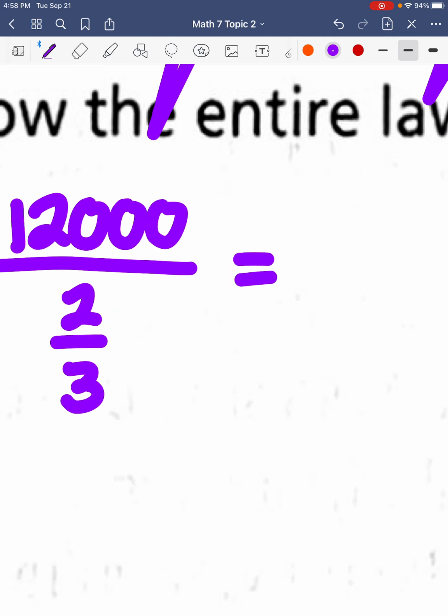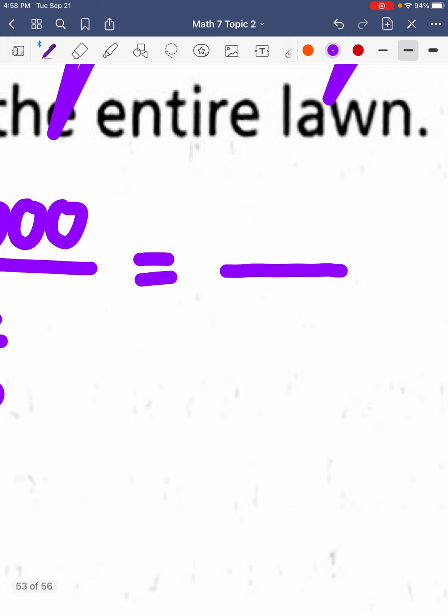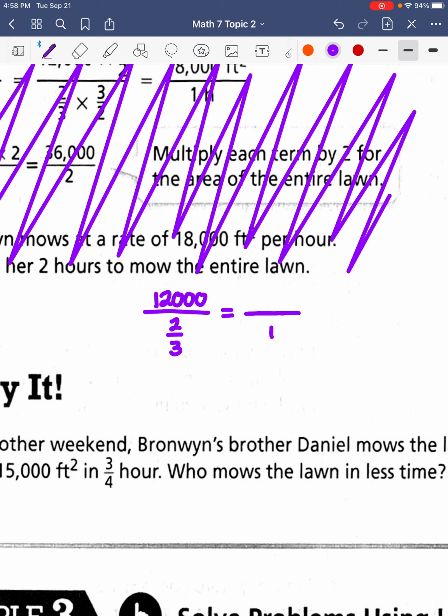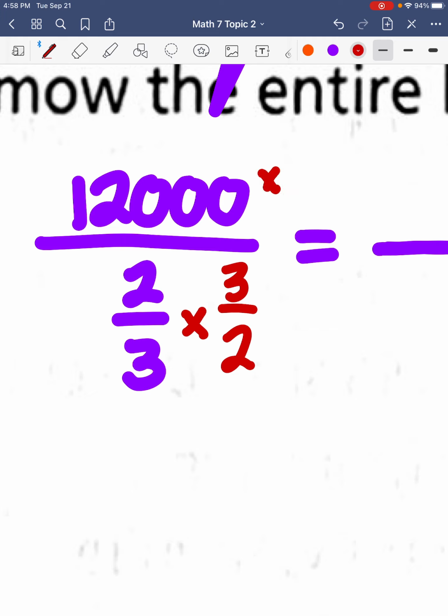Well, we want to know how much she can mow in just 1 hour, right? That would be our unit rate. So how do I go from 2/3 to 1? Do you remember? I multiply by the reciprocal. And what is the reciprocal in this case? It is the same fraction just flipped upside down. So the reciprocal of 2/3 is 3/2. So I'm multiplying by 3/2 on both the top and bottom.